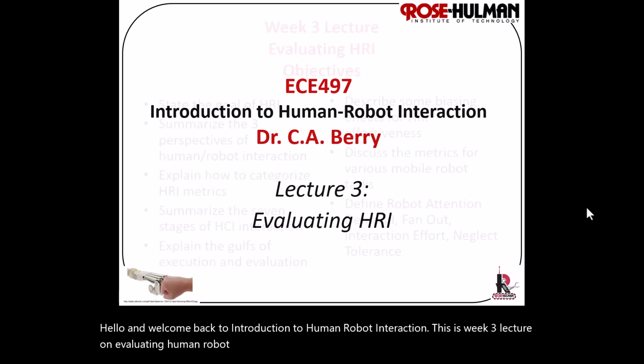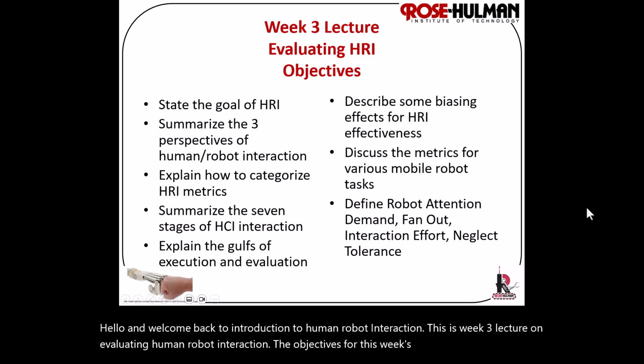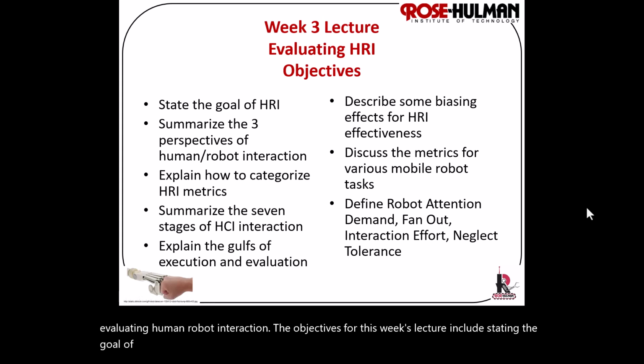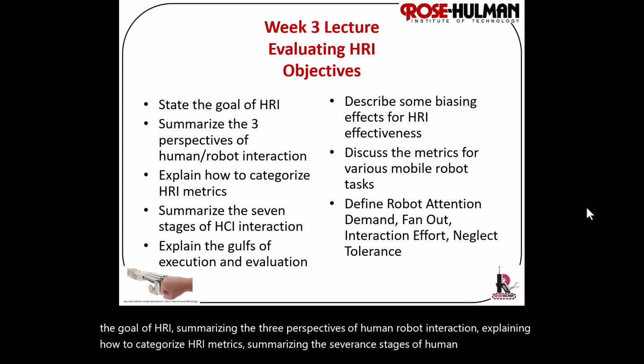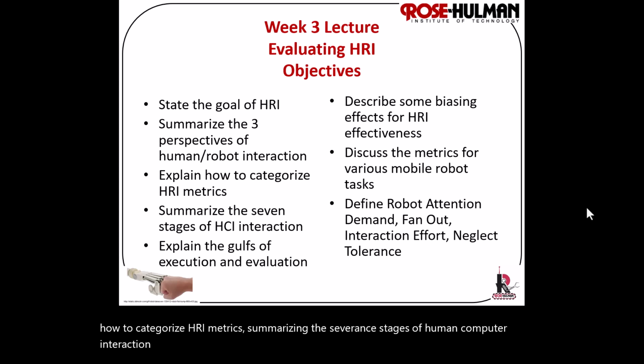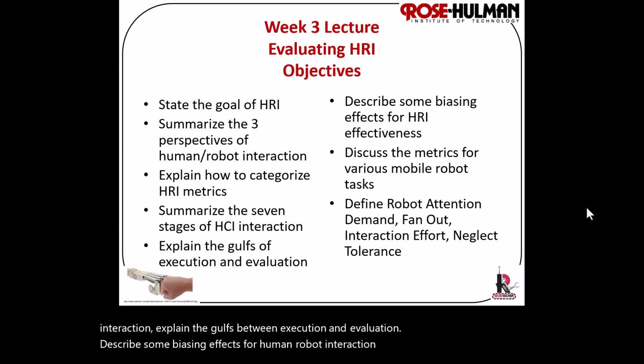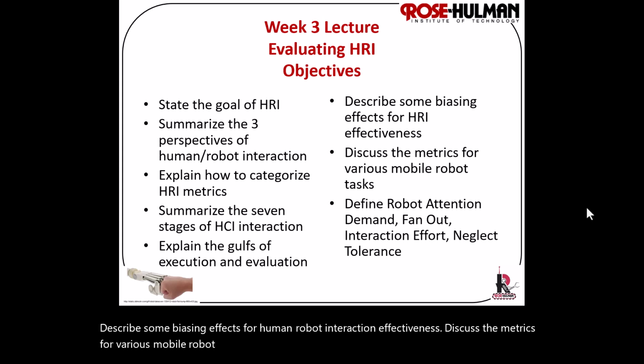The objectives for this week's lecture include stating the goal of HRI, summarizing the 3 perspectives of human-robot interaction, explaining how to categorize HRI metrics, summarizing the 7 stages of human-computer interaction, explaining the gulfs between execution and evaluation, describing some biasing effects for human-robot interaction effectiveness, discussing the metrics for various mobile robot tasks, and defining robot attention, demand, fan-out, interaction effort, neglect, and tolerance.